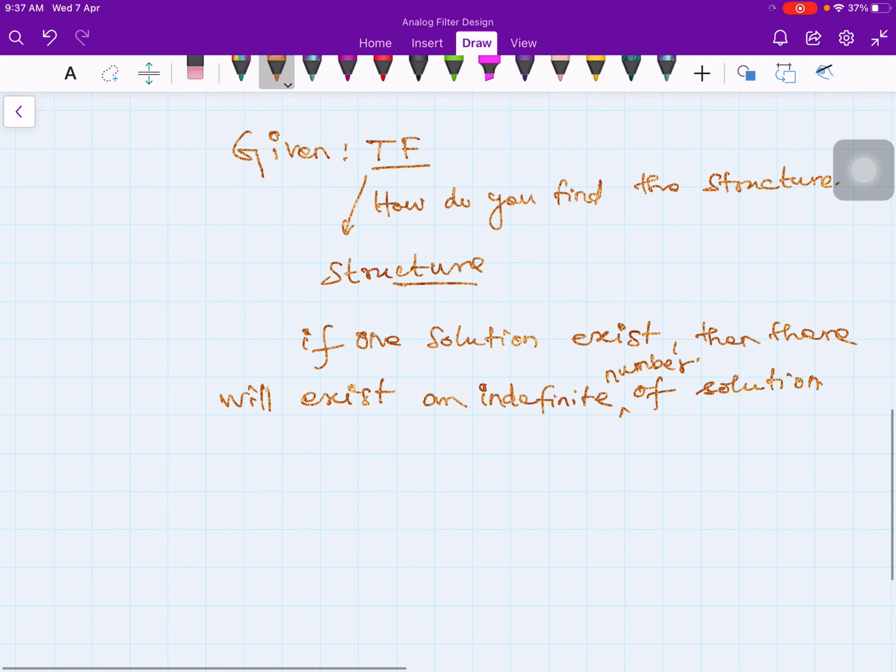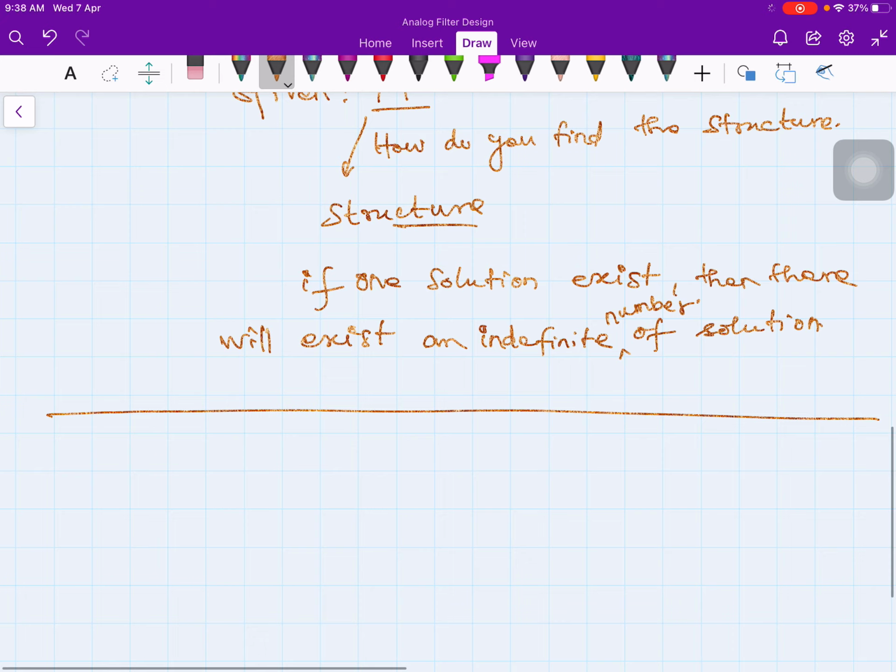Okay. On the other hand, analysis problem solution, however complicated, will exist. Okay. So synthesis problem doesn't mean that always the solution exists. The solution may or may not exist. But if one solution exists, then there will exist an indefinite number of solutions. But on the other hand, analysis problem solution, however complicated, will exist. Now we will illustrate by two examples of analysis, and then we will go to synthesis.